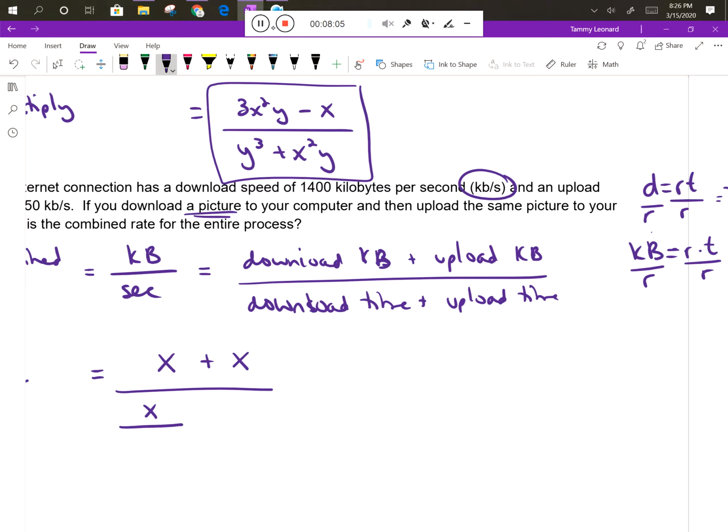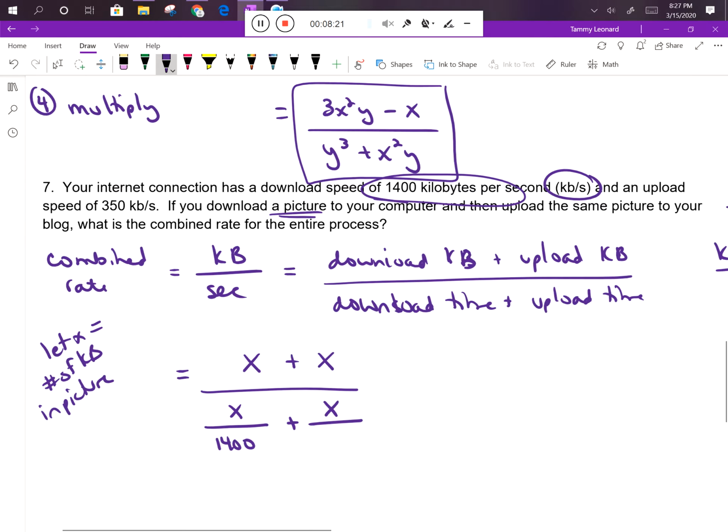So the amount I'm downloading is x kilobytes, divided by the download speed, the rate at which we're downloading, which is 1400 kilobytes per second. And then to that, I would have to add the upload time. Same idea: I'm uploading x kilobytes at a rate of 350 kilobytes per second. So we can see we have a complex problem to model this combined rate, but this is a complex fraction that we can simplify.